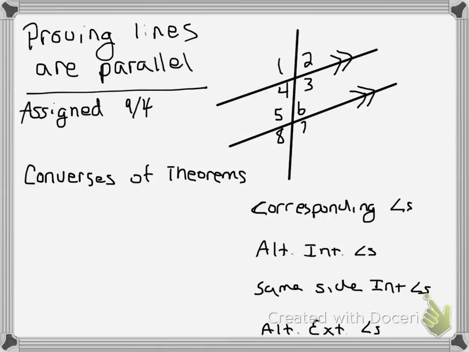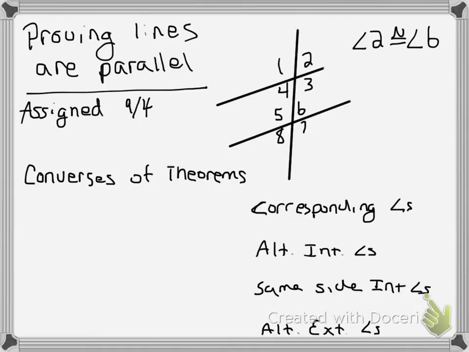Okay, so what you see in the diagram is that I have shown you that these two lines are parallel, which means that you know certain things. You know corresponding angles are congruent, you know alternate interior angles are congruent. But what if you didn't know that these two lines were parallel and somebody said, prove to me that these two lines are parallel given that angle 2 is congruent to angle 6.